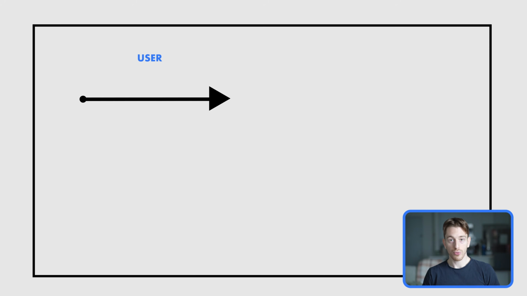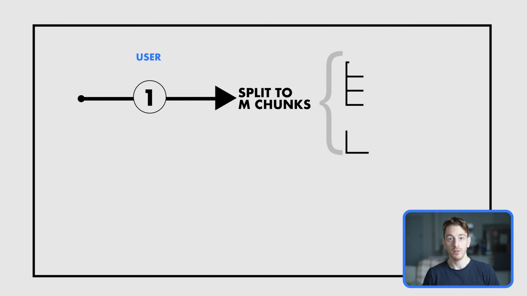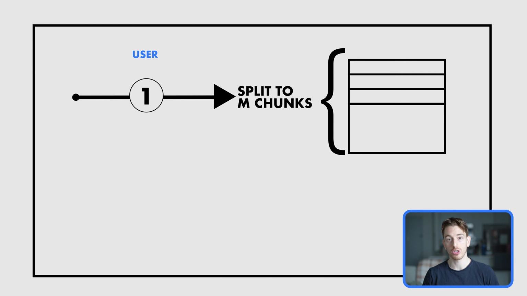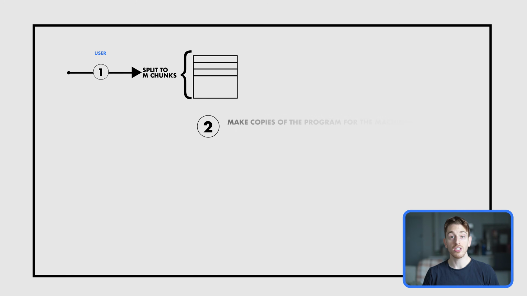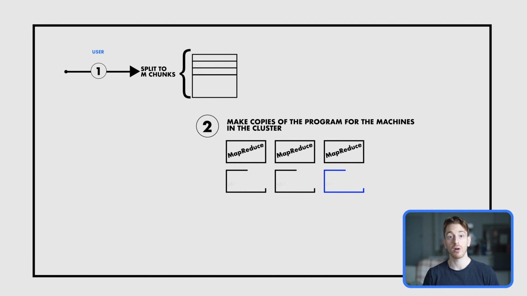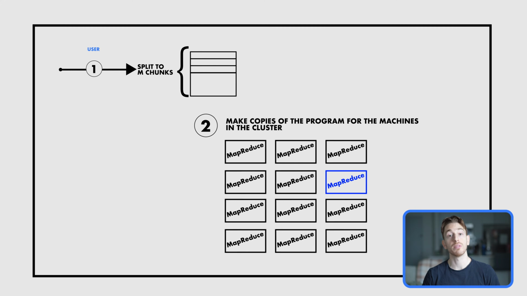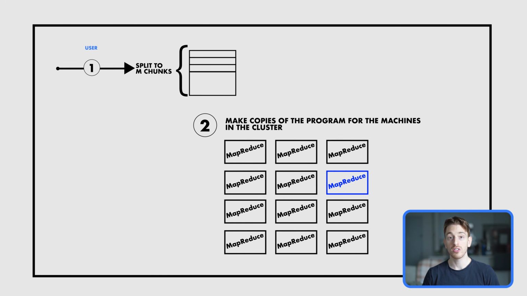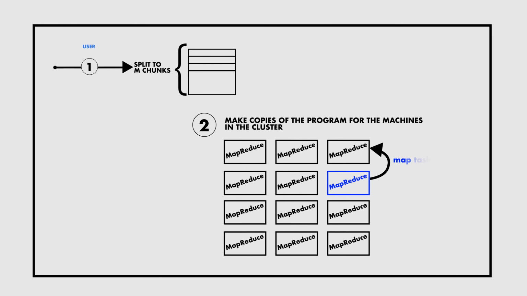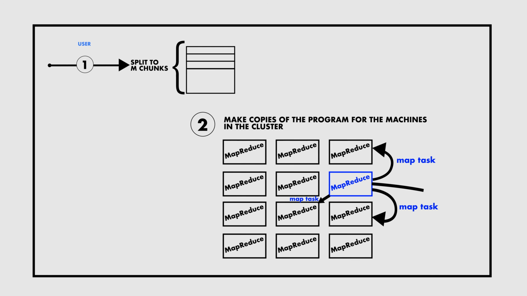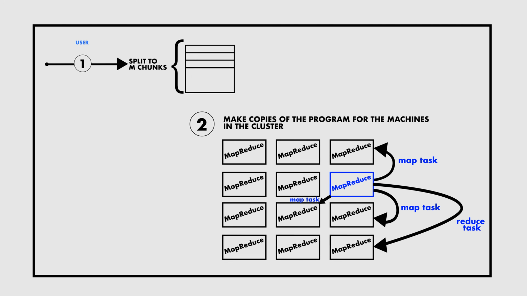First, in the user's program, the MapReduce library, which is the implementation of the model, splits the input into M chunks based on what the user specified. Then, it starts up copies of the program across all the machines in the cluster. One of the copies is special, the master. The rest are workers that the master will start assigning work to. The workers will be executing M map tasks and R reduce tasks.